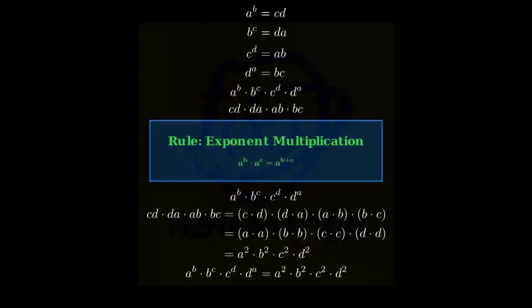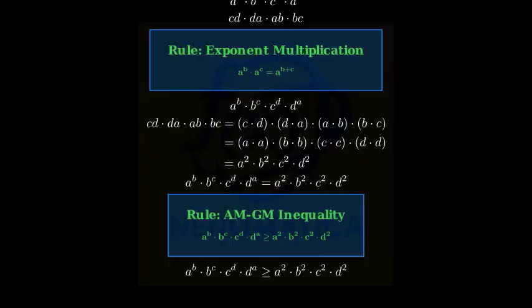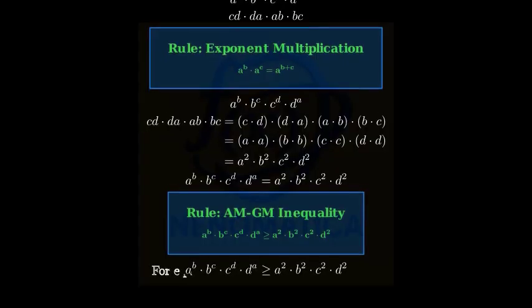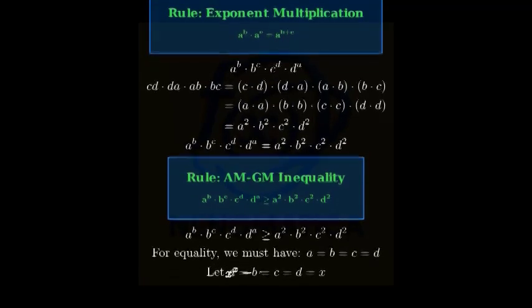Now, since we assumed all numbers are greater than or equal to 2, we know that A to the power of B times B to the power of C times C to the power of D times D to the power of A is greater than or equal to A squared times B squared times C squared times D squared. This means we must have equality, which can only happen when A equals B equals C equals D. Let's call this common value x.